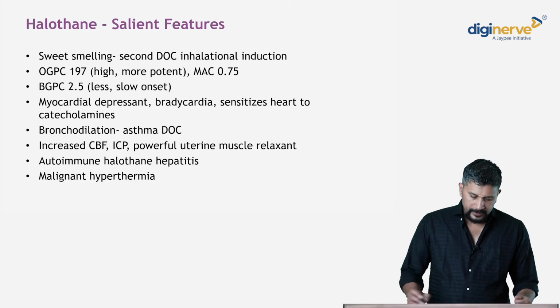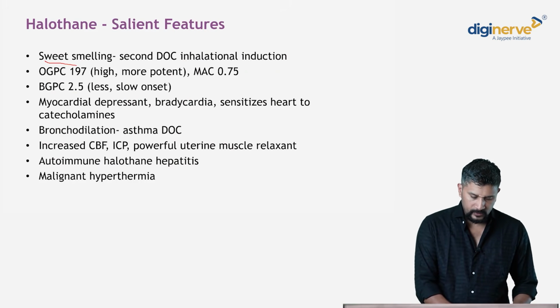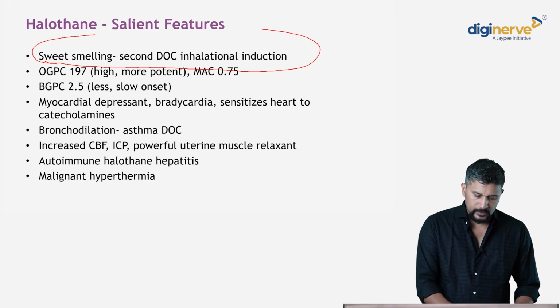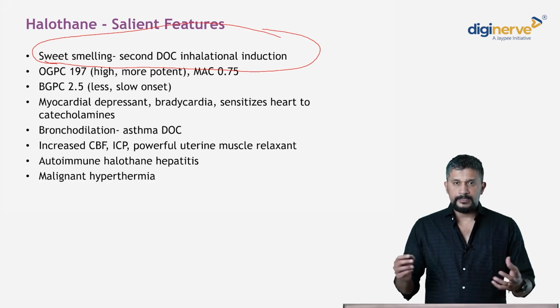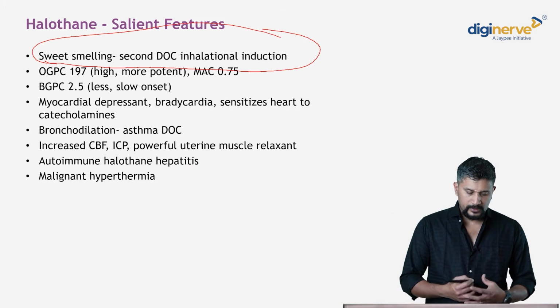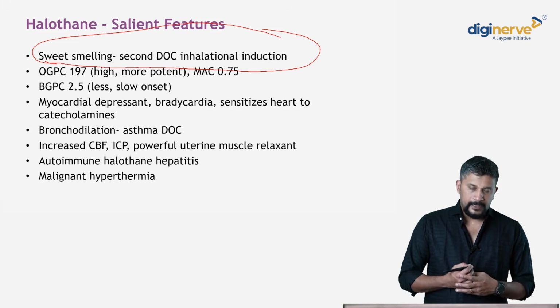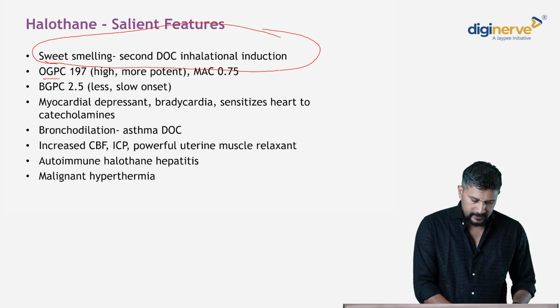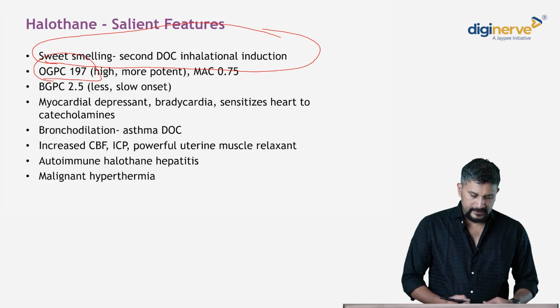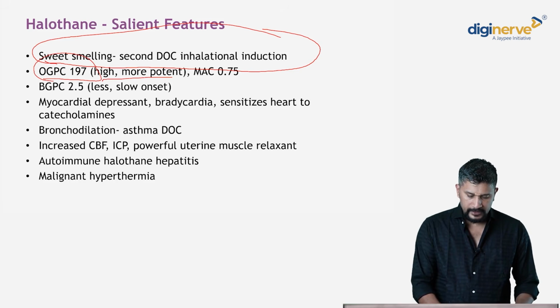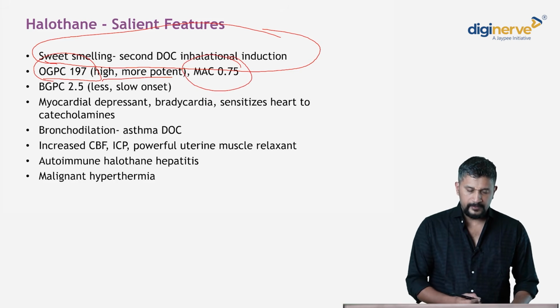When it comes to halothane, halothane, like we saw, is a sweet smelling compound. It does not irritate the respiratory tract. So if sevoflurane is not available, your halothane would turn out to be the second drug of choice for inhalational induction, those patients who do not have an IV line. It has an oil gas partition coefficient of 197, which is quite high, and therefore it tends to be more potent, leading to a MAC value of 0.75.